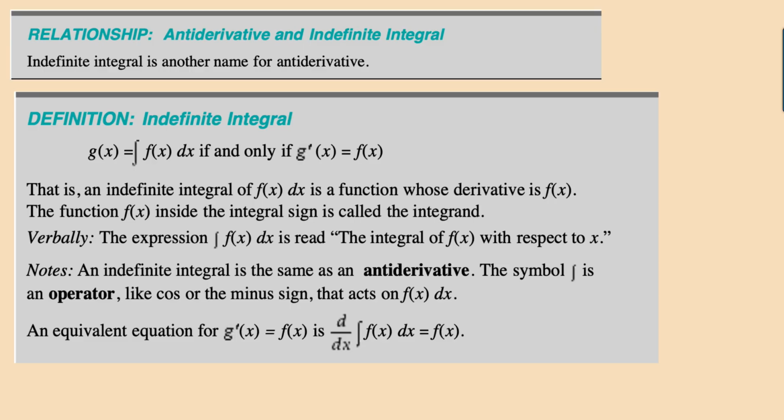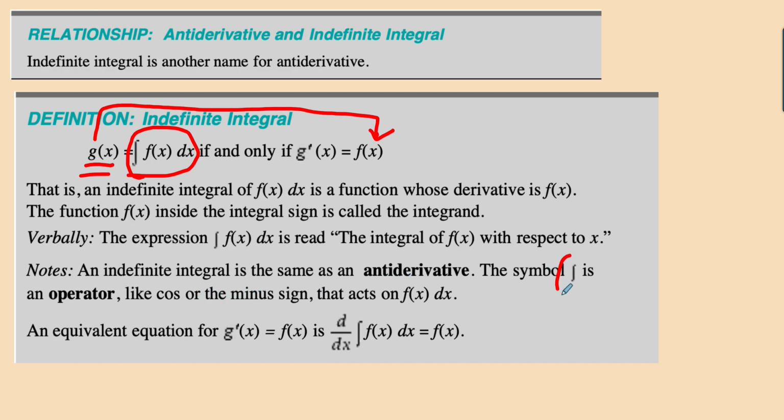All right, so antiderivatives and indefinite integrals are one and the same thing. They mean the same thing. So an indefinite integral of f of x dx, that's what this is right here. An integral of f of x dx is a function whose derivative is f of x. So if I were to find the derivative of this, I would get back to what I started with. Verbally, we say the integral of f of x with respect to x. The indefinite integral is the same as the antiderivative.